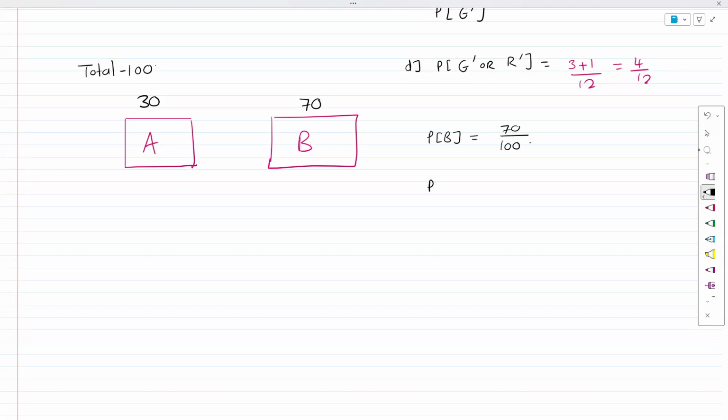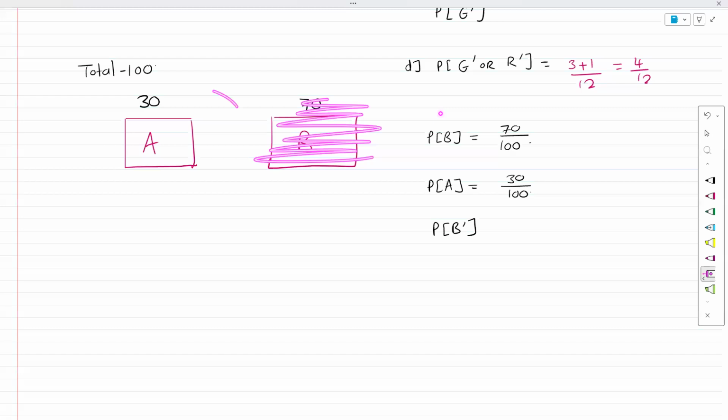The probability of an apple will be 30 out of 100. Okay? The probability of not a banana. Now, guys, if I want to talk about the probability of not a banana, I can see what's left over is 30. So the probability of not a banana is 30 out of 100. But now you can see that the probability of not B is technically the probability of A. This is complementary. We'll talk about that later.